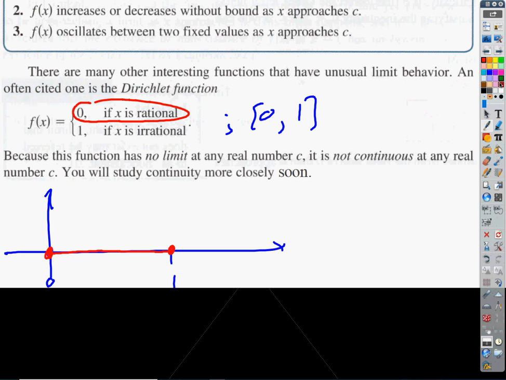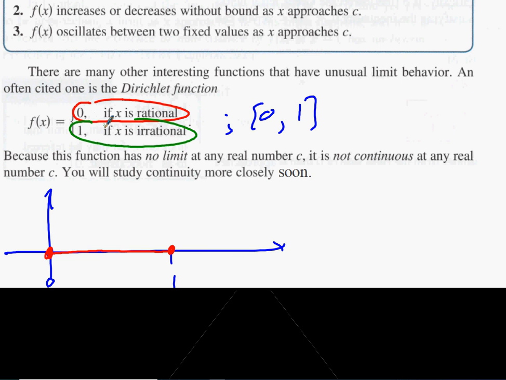What about the green part, if it's irrational? Well, how many irrational numbers are there? Infinite, right? And once again, there's no limit to how close those can get together. And so if that's at 1, you're going to end up with something like that, aren't you? Now, it looks like a non-function because they line up vertically.